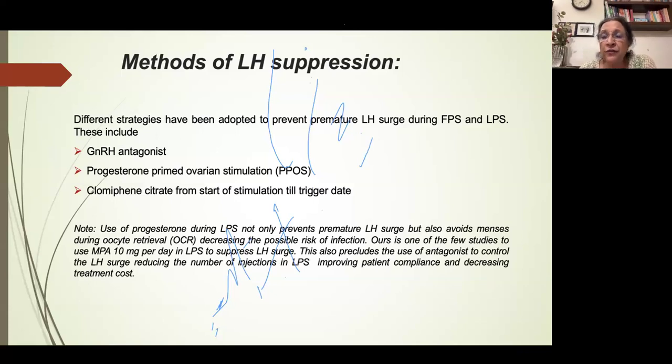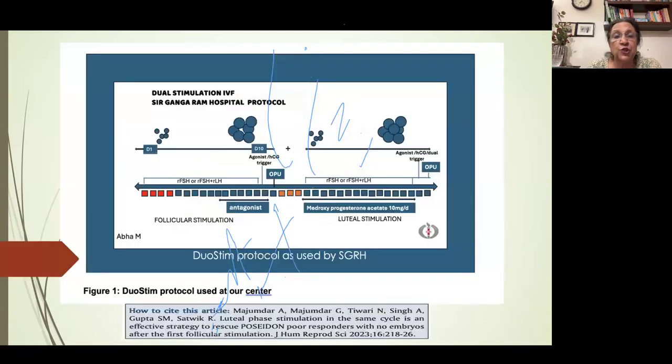So ours is one of the very few studies to use medroxyprogesterone acetate 10 milligrams per day in LPS to suppress LH. So this also precludes the use of antagonists to control the LH surge, reducing the number of injections in LPS, improving patient compliance and decreasing treatment cost. I'll tell you why we did not use it in the follicular phase stimulation.